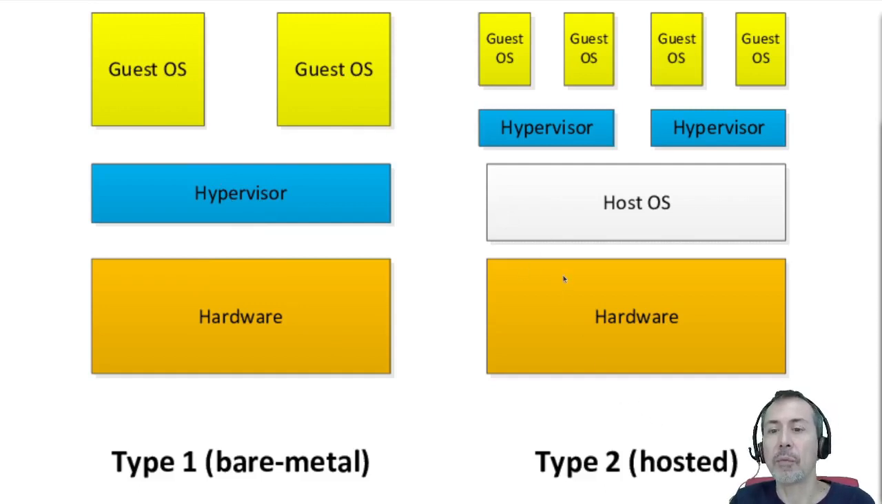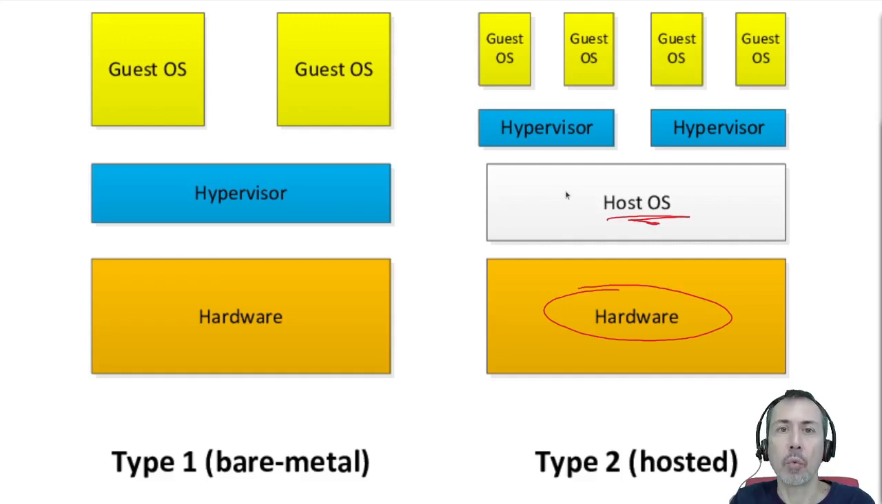In the hosted type of virtualization, we also have the hardware, and we have an operating system installed here. This will be the operating system you are currently using in your machine. So for example, if you have Windows, you will have a Windows here, or Linux, or a macOS operating system. This will be your current operating system. You will have other programs here, maybe a word processor, a web browser, and whatever.